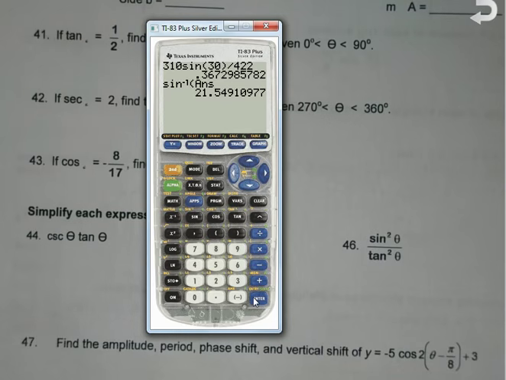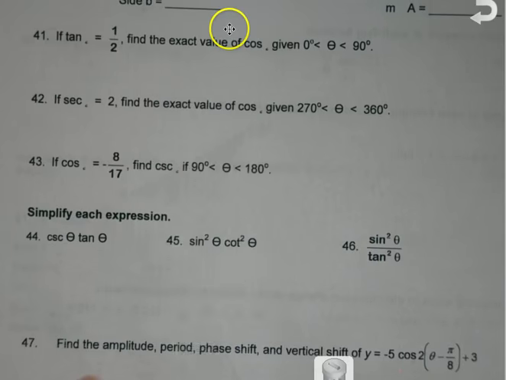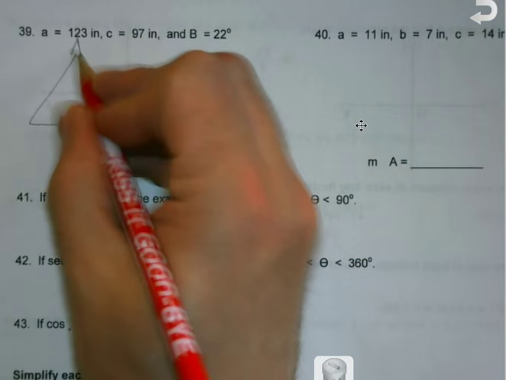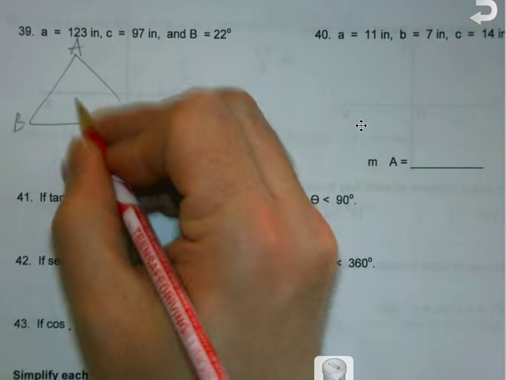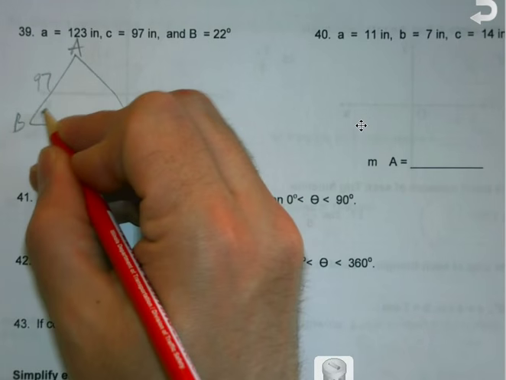So I flip and I go, okay, I got a couple more of these to play with. I'm looking for side B. Probably should get my calculator out of the way here. So here, I got A, B, C. I got side A, I got side C. I got angle B.